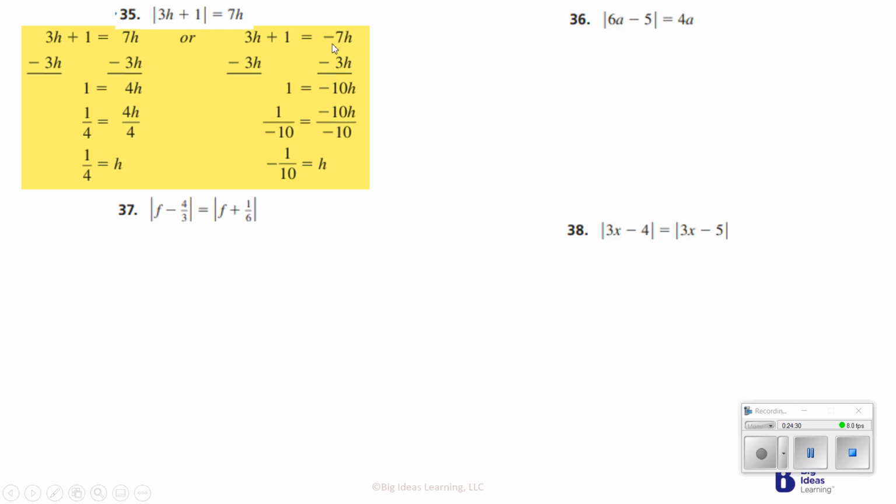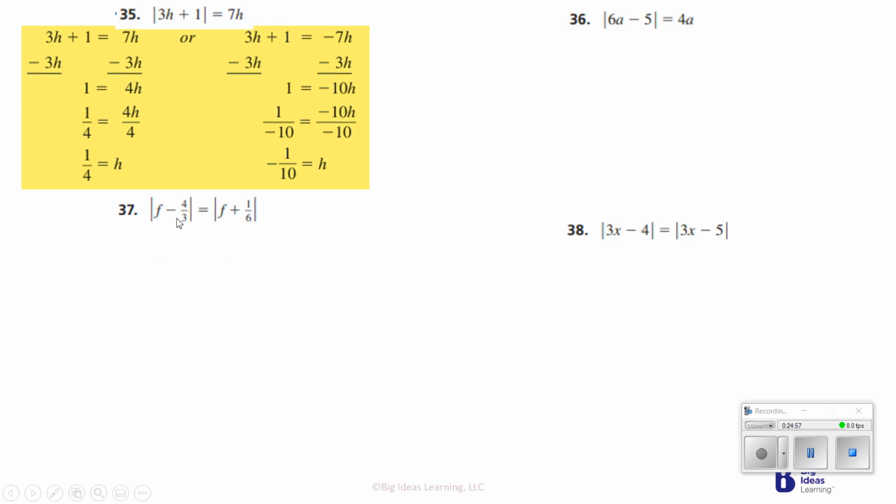And now when it is negative 7h, when I combine like terms with my variables and I subtract 3h, I'm going to be combining negative 7h with negative 3h, and that makes negative 10h. This time when I divide out my coefficient away, I'll be dividing by negative 10. So my answer would be negative 1/10. All right, number 36 is yours, number 37 is mine.